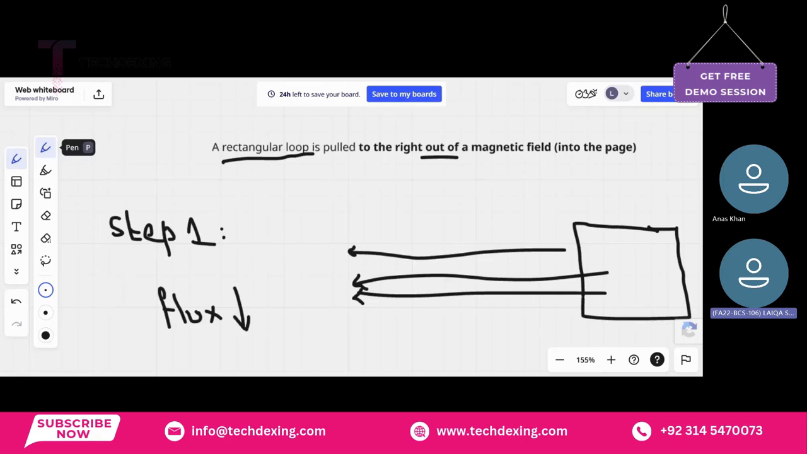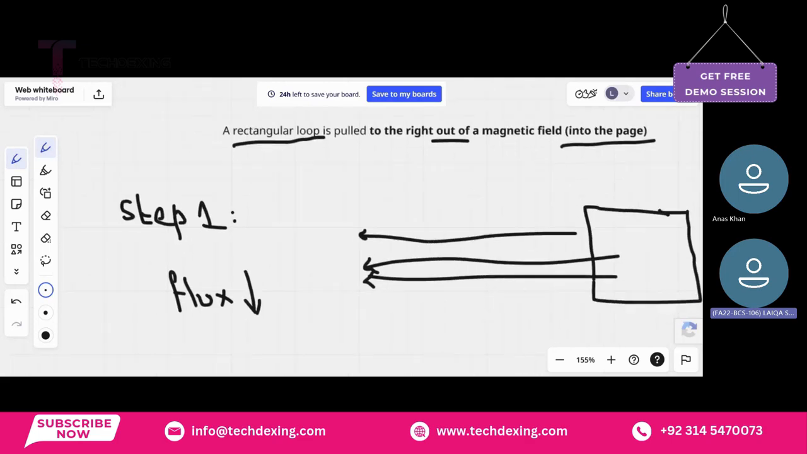How will it increase the flux? When the flux decreases, it always increases the flux by producing the induced magnetic field in the same direction as the original magnetic field. What was the direction of the original magnetic field? Into the page, sorry. So the system will try to oppose this decrease, and to oppose this decrease, it will create an induced magnetic field which will also be directed into the page.